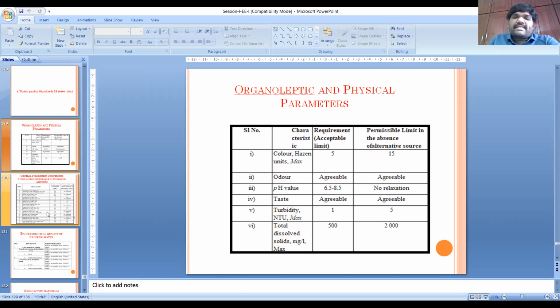In the same way, taste must be agreeable, and there is no relaxation even in the absence of another alternative source. Turbidity in Nephelometric turbidity units is 1 as the requirement, and permissible is 5 when the alternative source is absent. Total dissolved solids in milligrams per liter, 500 and 2000. You must remember the units everywhere: color in Hazen units, pH values, turbidity in NTU, and milligrams per liter for dissolved solids.